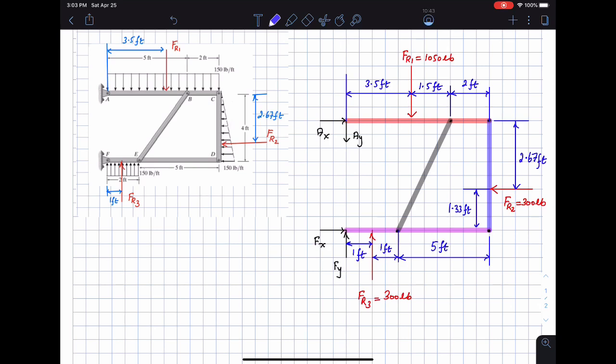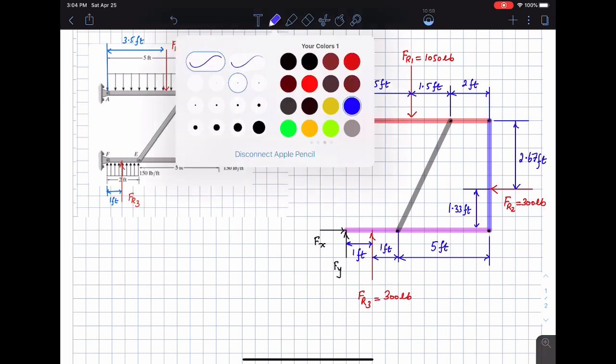All right, so this is the entire free body diagram of the frame. From this we can immediately see that there are 4 unknowns: ax, ay, fx, fy, which means that in the best possible scenario I can find only 2 of the unknowns. I just want to make a note of that.